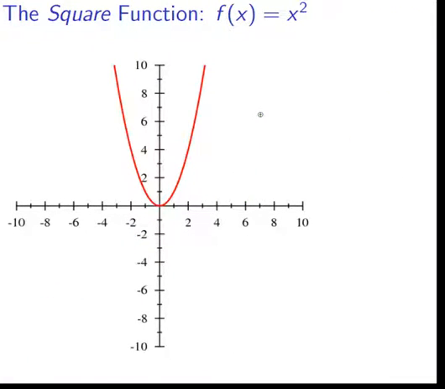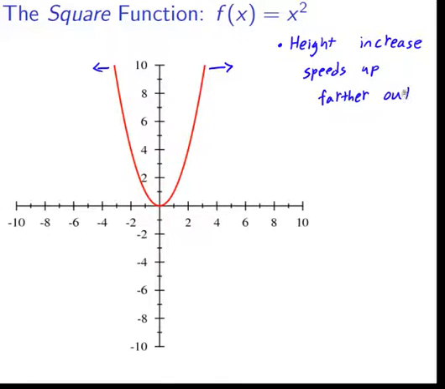The square function, f of x equals x squared. The first thing to notice is that as it goes to the right, it starts to go up faster and faster. And as it goes to the left, it goes up faster and faster. So the height increase, how fast it's going up, its rate of change, speeds up farther out. The farther we get away from the middle, the faster it's moving up.